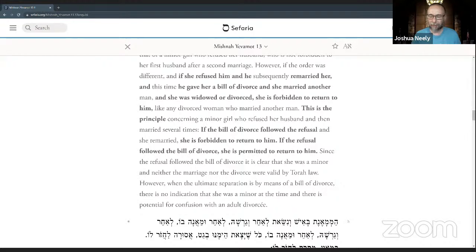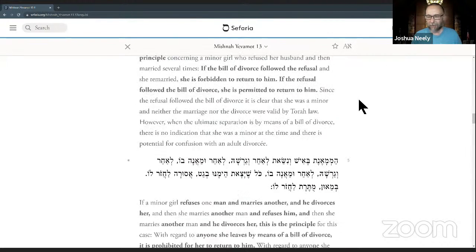And the summary explanation is, since the refusal followed the bill of divorce, it is clear that she was a minor, and neither the marriage nor the divorce were valid by Torah law. However, when the ultimate separation is by means of a bill of divorce, there is no indication that she was a minor at the time, and there is potential for confusion with an adult divorcee. So, if you keep that order, everything is clear.